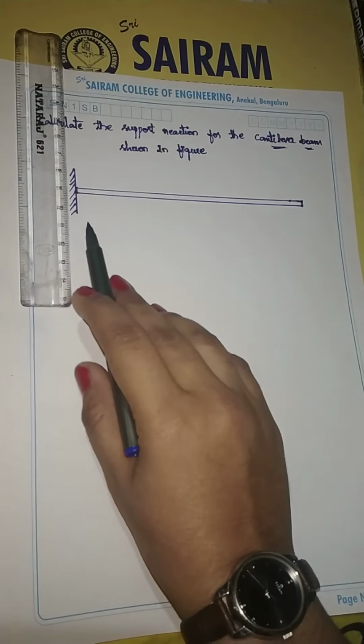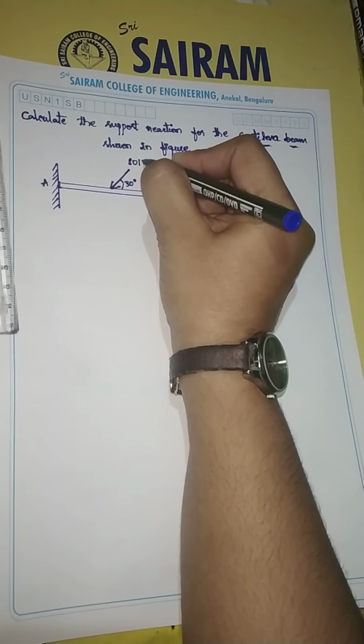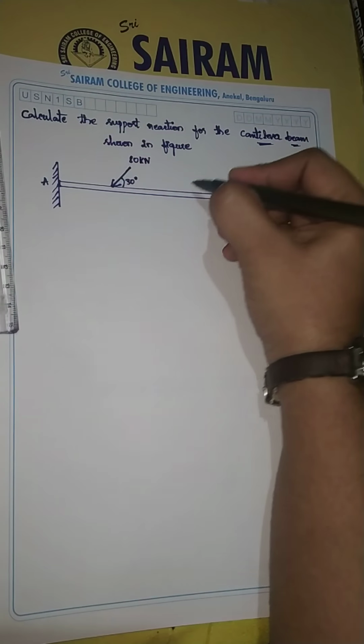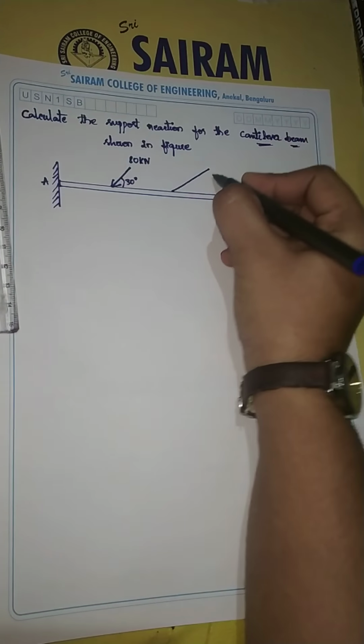So this beam I'm going to complete. That is point A, and another point, that is B, at the other end. Here I am going to take one point load which is inclined at 30 degrees and of 80 kilonewton.